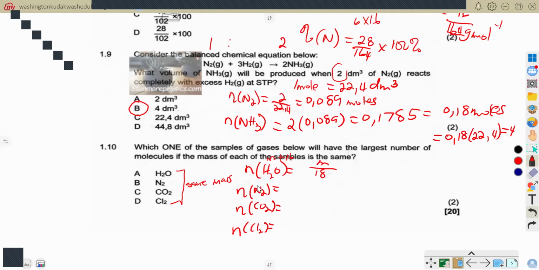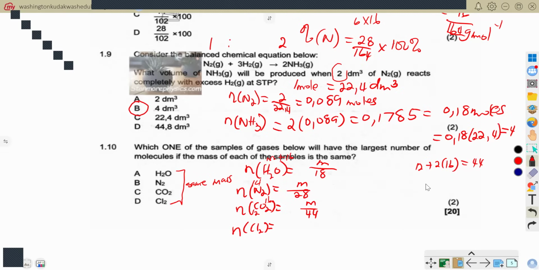And then I come to nitrogen. I know that each atom of nitrogen has an atomic mass of 14, multiplied by 2 to be 28. So the number of moles will be m over 28. And then I come to carbon dioxide. One atom of carbon has an atomic mass of 12, and oxygen is 16. If I multiply by 2, that would be 32. So 12 plus 2 times 16 gives me 44, because 32 plus 12 is 44. So my number of moles would be m divided by 44 for carbon dioxide.